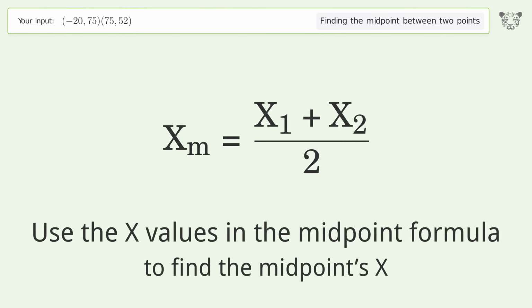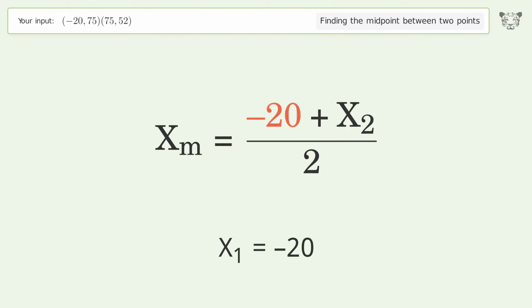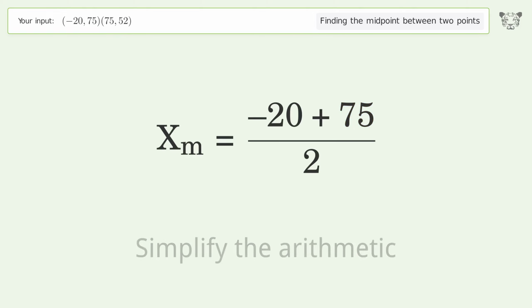Use the x values in the midpoint formula to find the midpoint's x. x1 equals -20. x2 equals 75. Simplify the arithmetic.